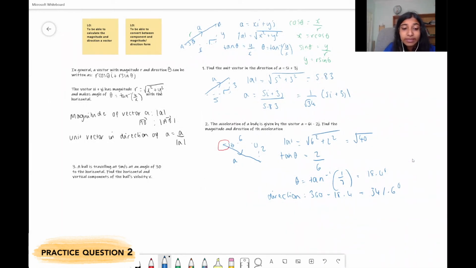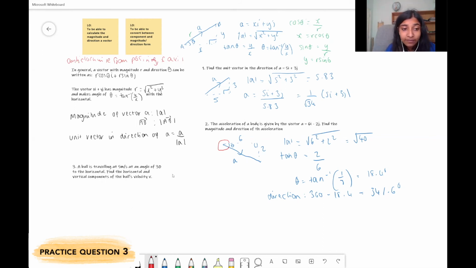So just remember this direction that we have here is always measured anti-clockwise from positive x-axis. So just remember that, as a lot of people would trip up. So this is just the angle from the triangle, but we need to get from the positive all the way anti-clockwise to where our line is, and then that's your direction of your vector.